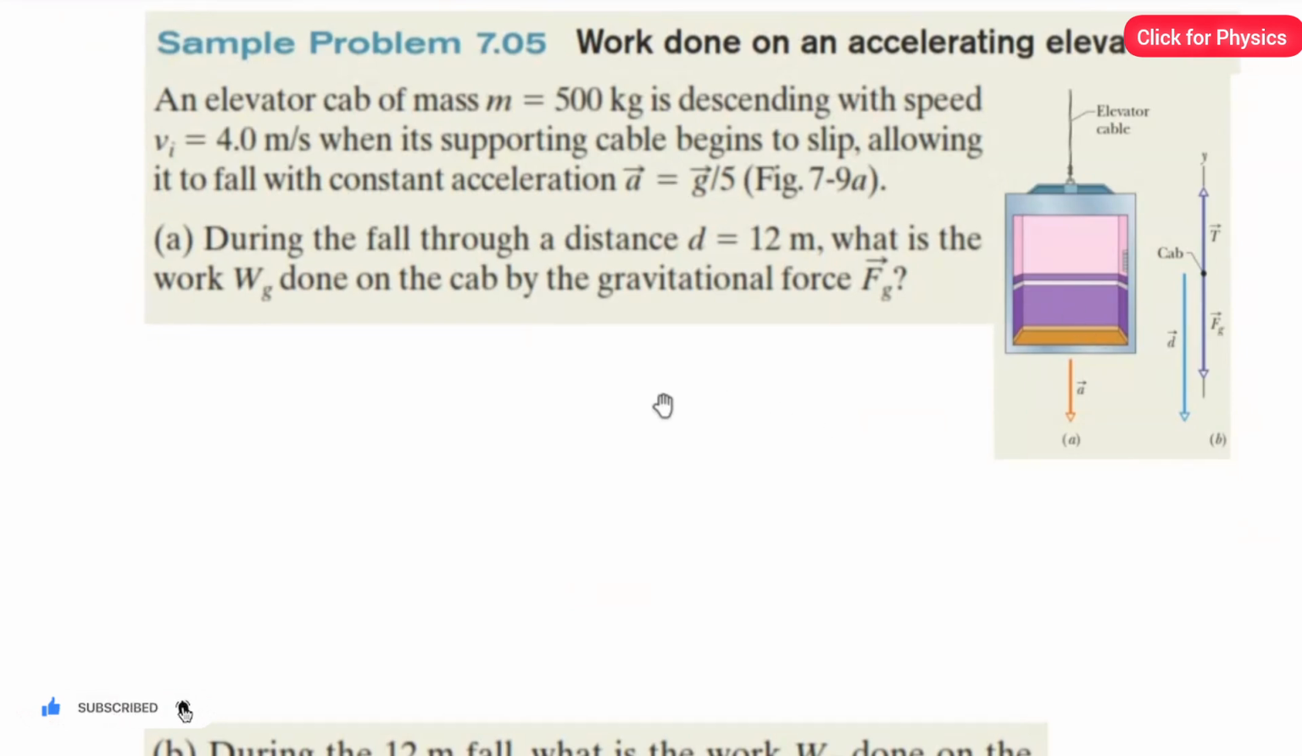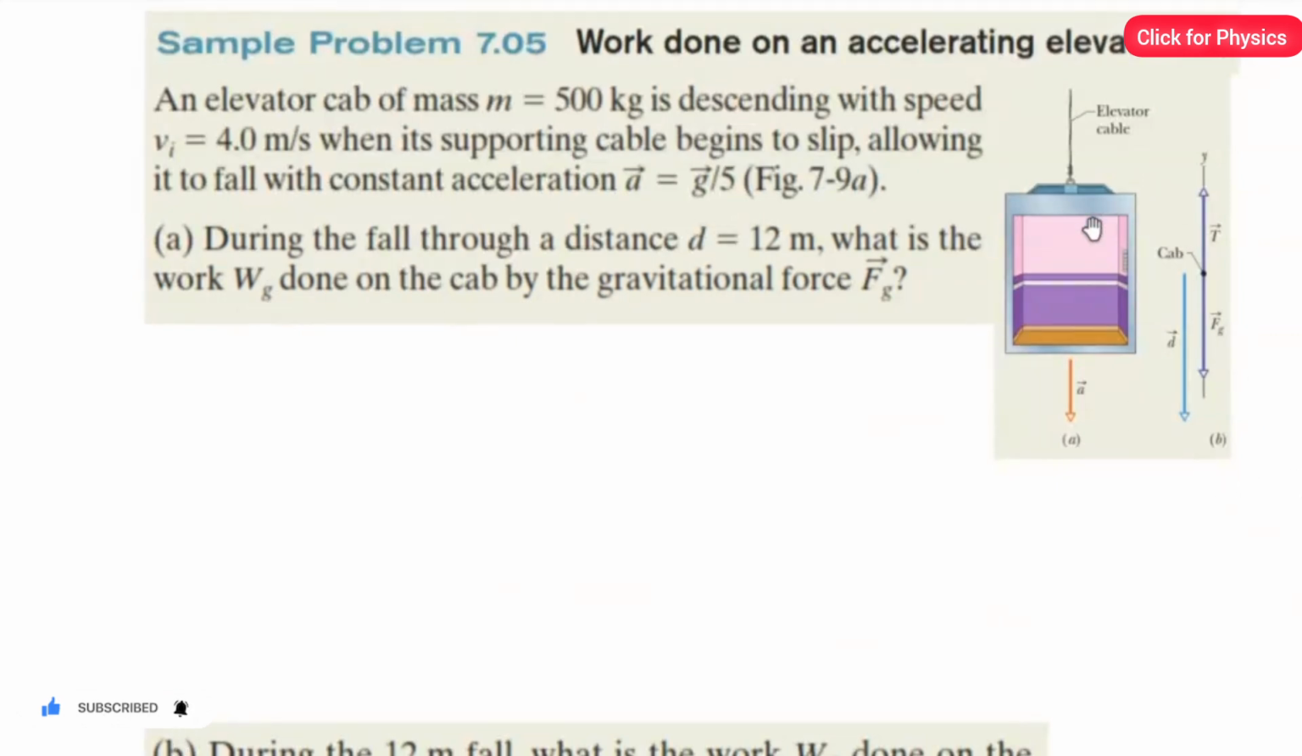Now we have to answer four questions. The first question given here is, during the fall through a distance d equal to 12 meter, what is the work done on the cab by the gravitational force? That means we have to find the work done by gravity.